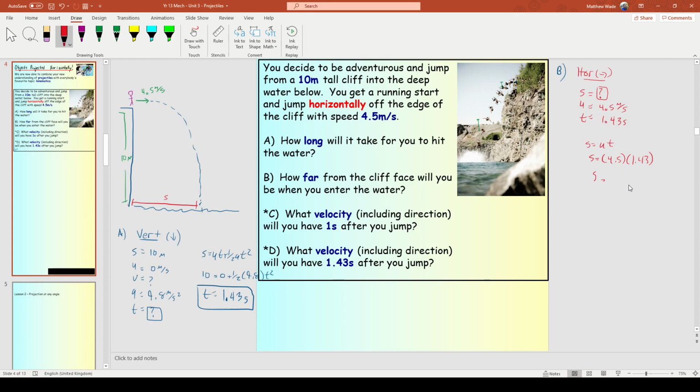Which means the distance is 1.43 times 4.5. It's going to be 6.44 meters, 6.44 meters to 3 sig fig. I used rounded answers there, so I might not be quite in keeping with you. Cool beans? Sweet. And here we go, the final one.